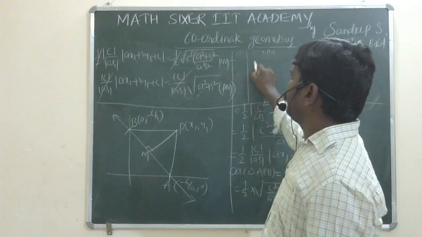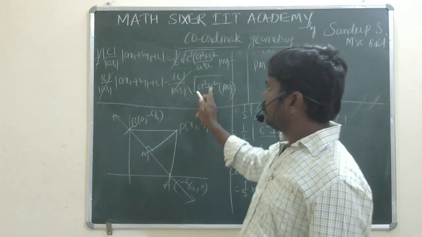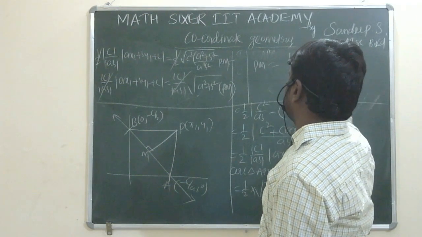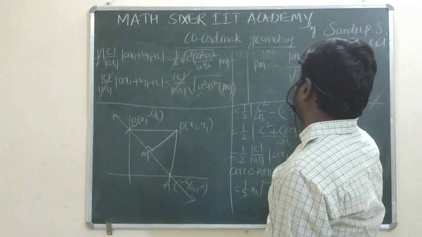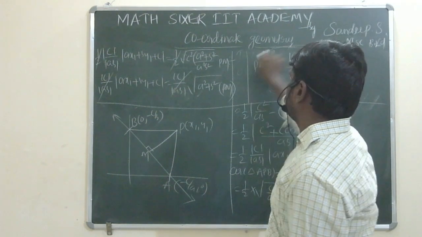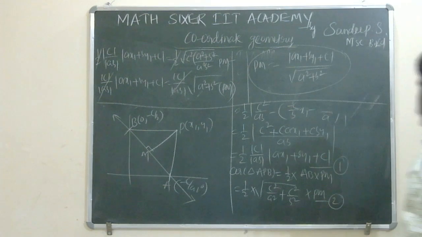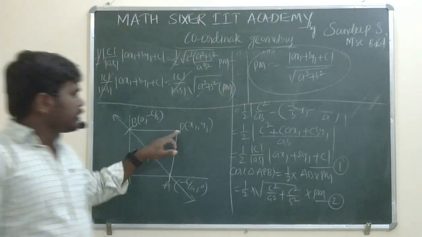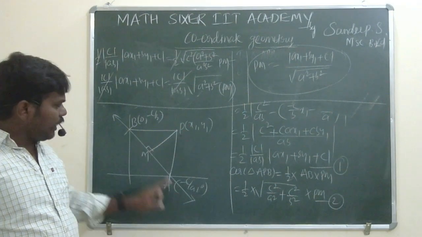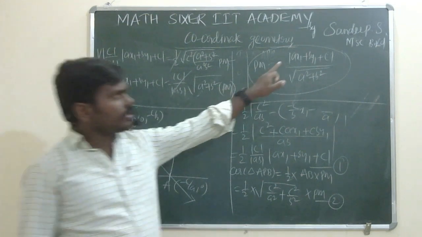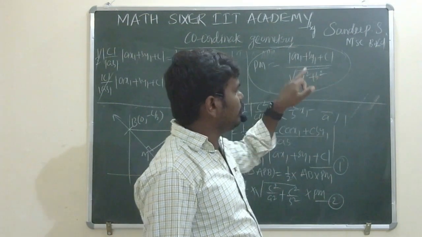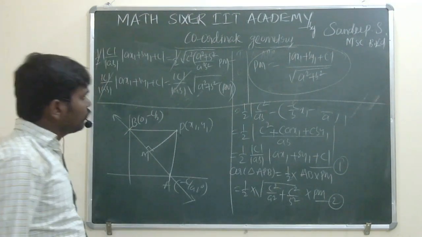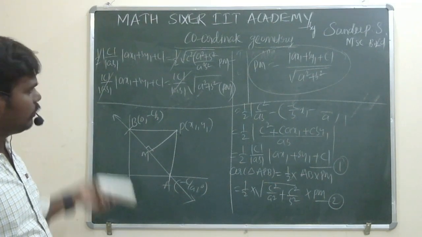So what you get here, PM is equal to, take this term to that side, then you get PM equals modulus of ax1 plus by1 plus c divided by the square root of a square plus b square. Okay, so this is the PM. So the distance of a point from a line is modulus of ax1 plus by1 plus c divided by the square root of a square plus b square. Okay, so of course this is important. So I hope you are clear about the proof.